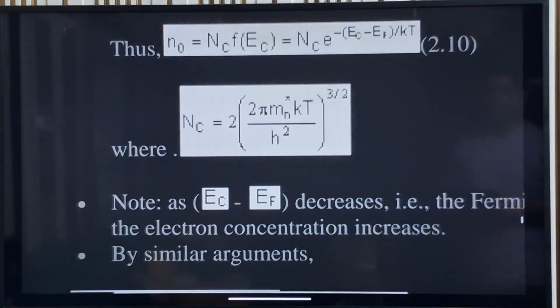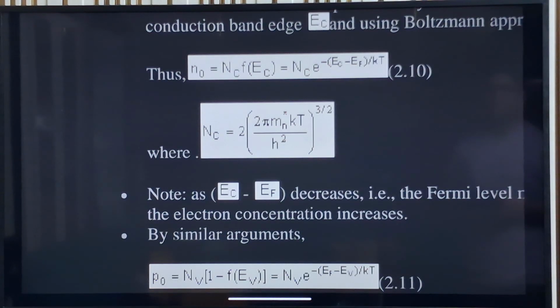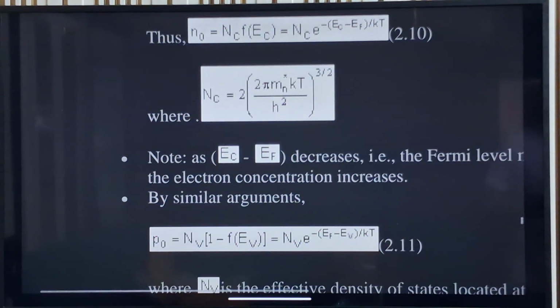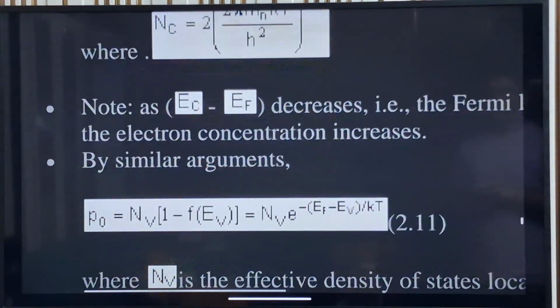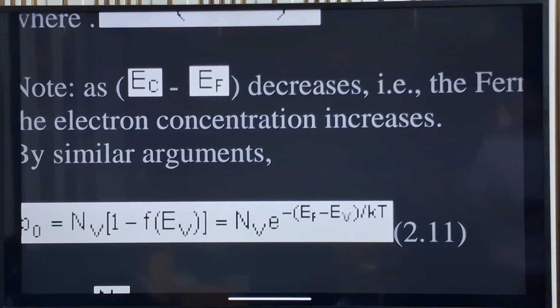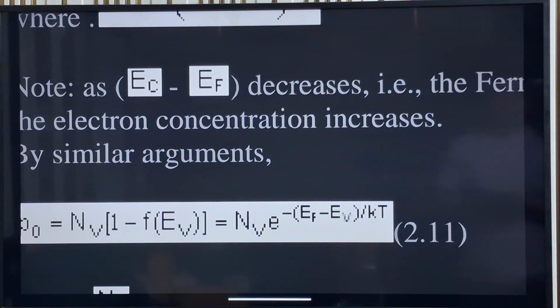Okay, there is a slight mistake, I think, in the formula. This is wrong, I think. No, it's correct. So it's Nv into 1 minus f of Ev. So f of Ev we know was e to the power minus (Ec minus Ef) by kT. So it is 1 minus that, and therefore we get this formula: Nv into e to the power minus (Ef minus Ev) by kT.